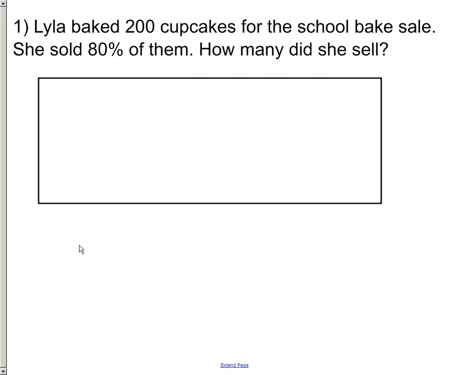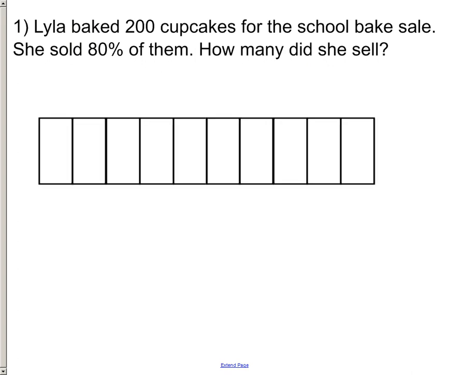This box represents 100% of the cupcakes, and we can break the 100% down into 10% increments. So let's do that. I've resized it and made it into 10 equal sections there. So let me just put in the percents. If you added them all up, it would equal 100%. We've got 1, 2, 3, 4, 5, 6, 7, 8, 9, 10 different boxes there.